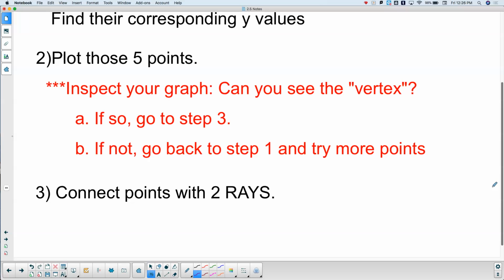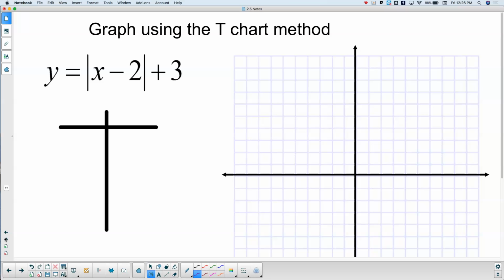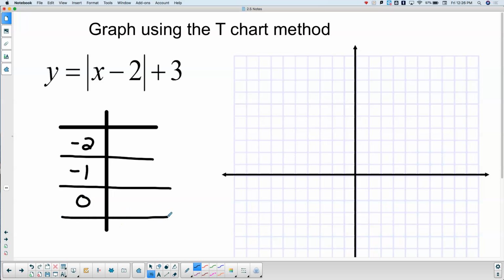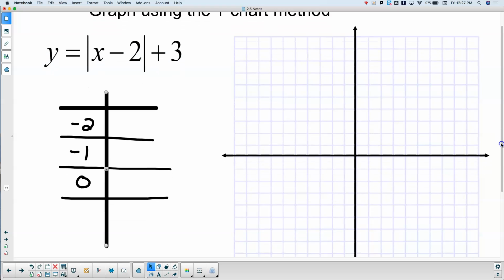Let's graph one using the T-chart method. Okay? So step number 1 in the T-chart method was we need to pick 5 random x values. Well, what I would do if it were me is I would pick 2 negatives, 2 positives, and a 0. Okay? So 2 negatives. Give me some numbers. -2. What's another negative value? -1. Let's pick the 0 then right away. Two positives. 1 and 2. Okay, love it. Keeps it nice, keeps it fresh.